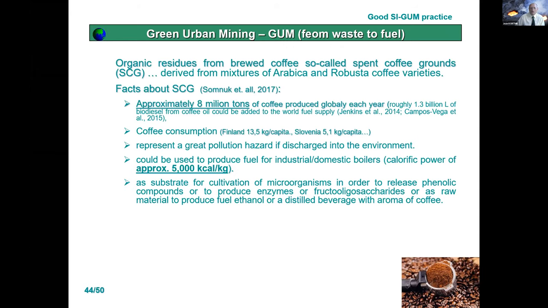Coffee grounds represent a great pollution hazard if discharged into the environment. And the spent coffee grounds could be used to produce a fuel for industrial or mostly domestic boilers, because the caloric value of the coffee grounds is approximately 5,000 kilocalories per kilo, which is around 21 megajoules per kilo.